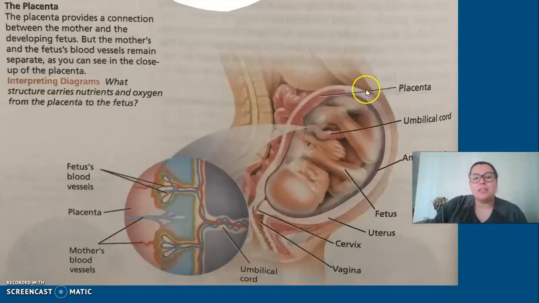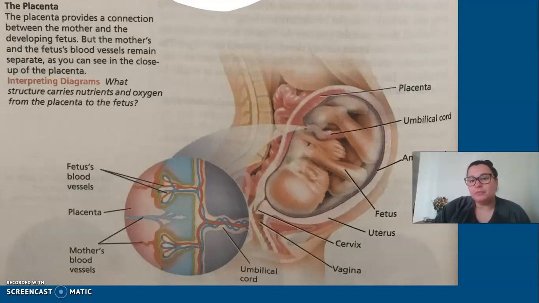Now, one of the things about the placenta is that whatever the mom eats, the baby eats. So this is why it's very important for mothers as they are pregnant to make sure that they don't do drugs, drink alcohol, smoke, or take in any kind of medication that might hurt the baby, because whatever is inside the mother's blood, it will eventually go to the baby and potentially hurt the baby if the mom is not careful.